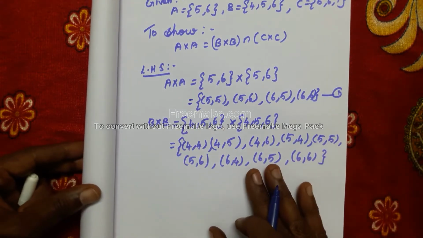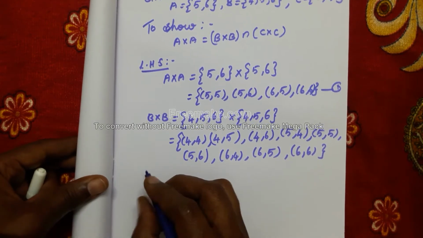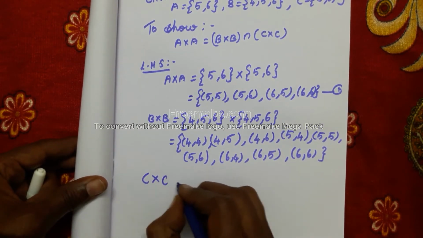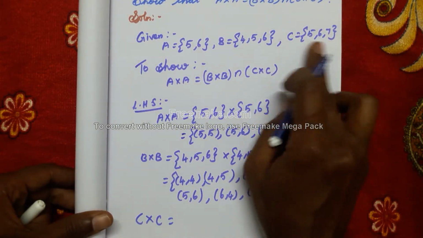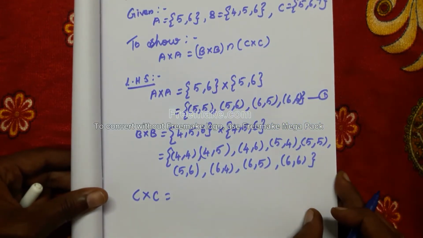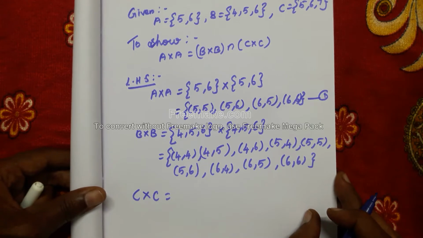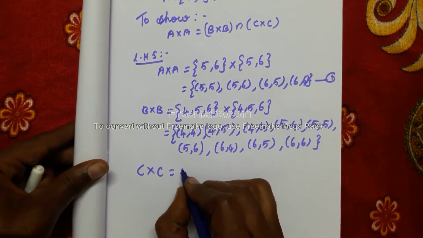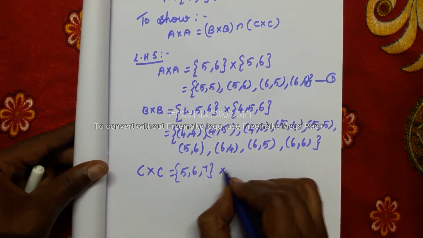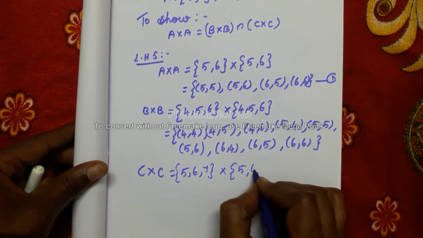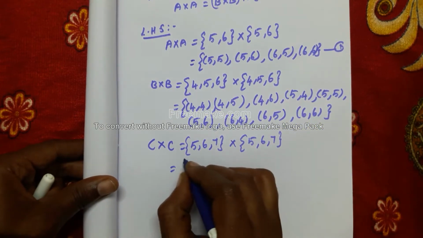Okay, B cross B we have found out. Next we have to find out the C cross C. C cross C is equal to, what is C? 5, 6, 7. C is equal to 5, 6, 7. So C cross C means 5, 6, 7 cross 5, 6, 7. How do we have to find this?